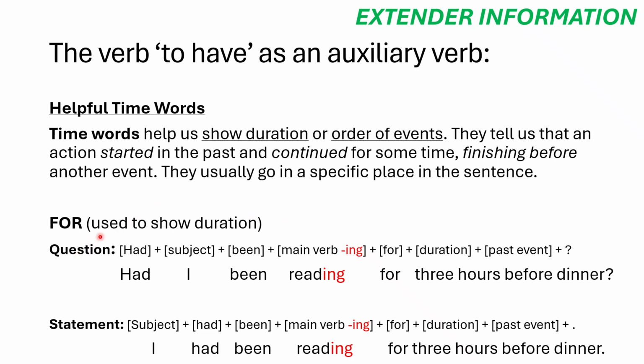In a question, had plus subject plus been plus main verb plus for plus duration plus past event. Had I been reading for 3 hours before dinner? In a statement, subject plus had plus been plus main verb plus for plus duration plus past event. I had been reading for 3 hours before dinner.